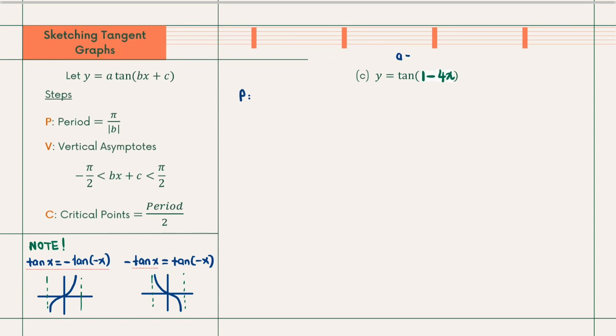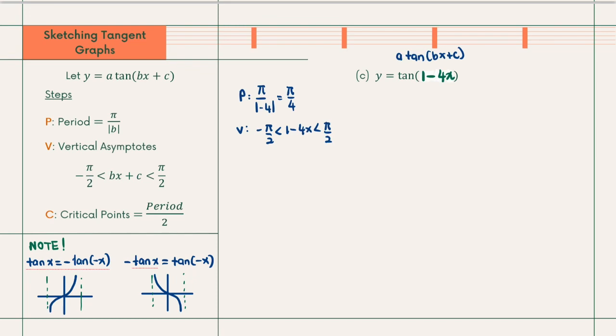Okay, period dia adalah... Remember, kita akan compare dengan A tangent of BX plus C. So, B kita kat sini adalah negative 4. So, pi over modulus of negative 4, kita akan dapat pi over 4. Okay, and then cari dia punya vertical asymptote. So, negative pi over 2 less than 1 minus 4x less than pi over 2. Okay, saya akan pindahkan satu-satu.